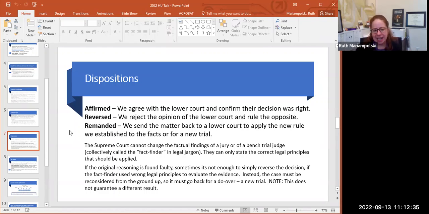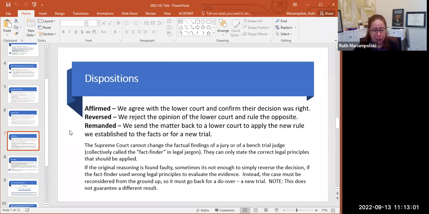Finally, you may see remanded. Remanded means we send the matter back to a lower court to apply the new rule we established to the facts, or for a new trial. And basically, the Supreme Court cannot change the factual findings of a jury or a bench trial judge because they're allowed to rule on the law, not on the facts. They can only state the correct legal principles that should be applied.